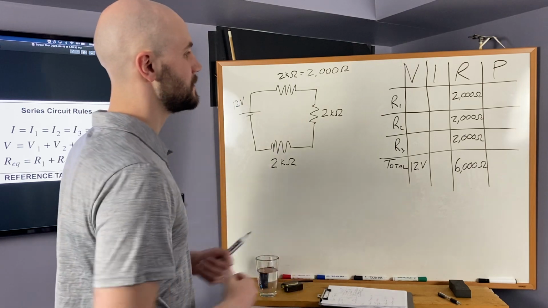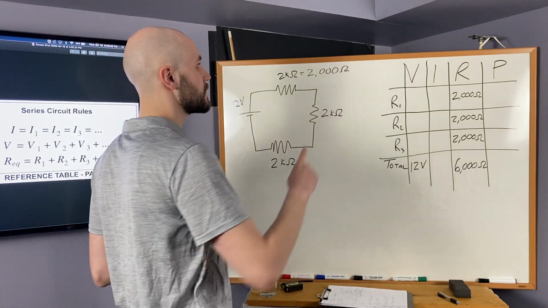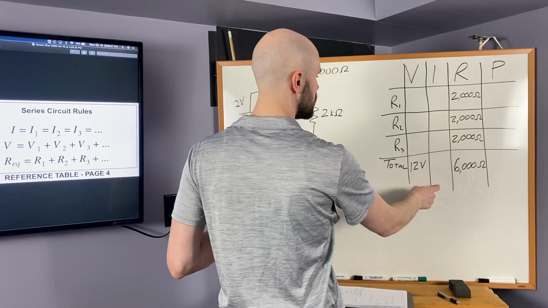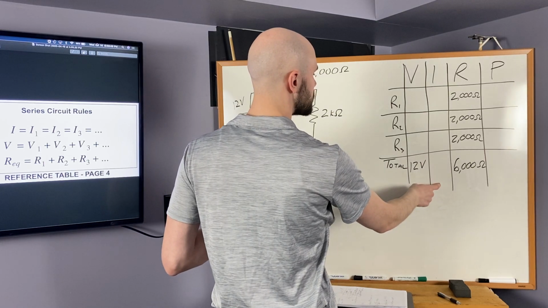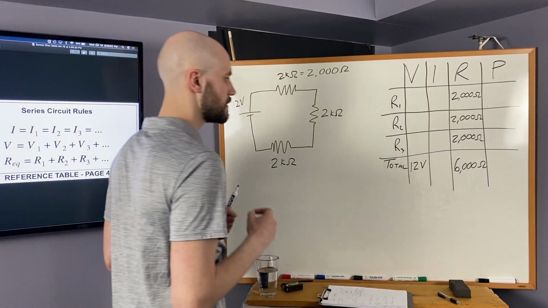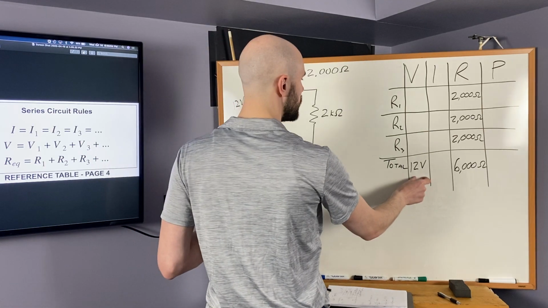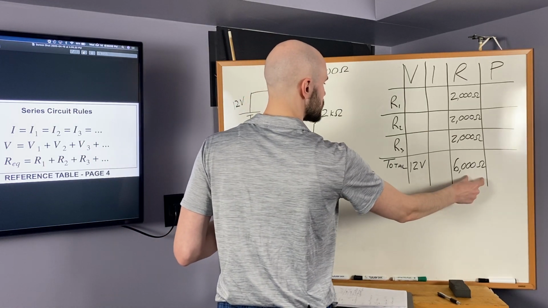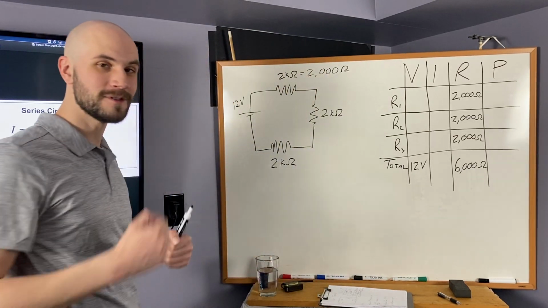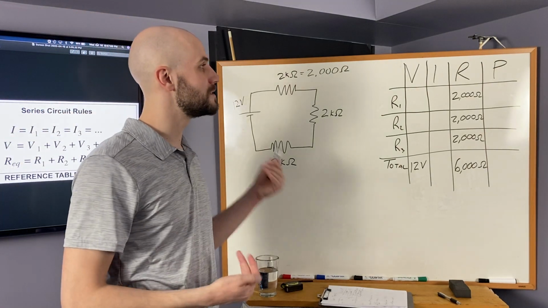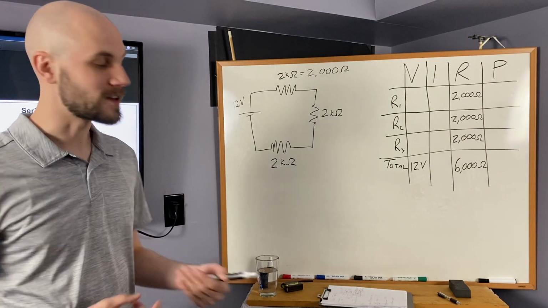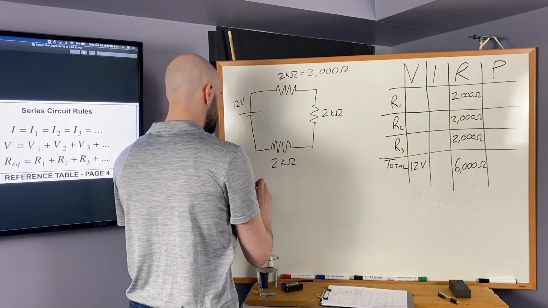Okay, what else can we figure out about this circuit? Well, I can find the total current of this circuit. How? Well, we know the voltage, we know the resistance, and if you look at page 4 of your reference table, you know a relationship between the voltage, the resistance, and the current, and that is Ohm's law.